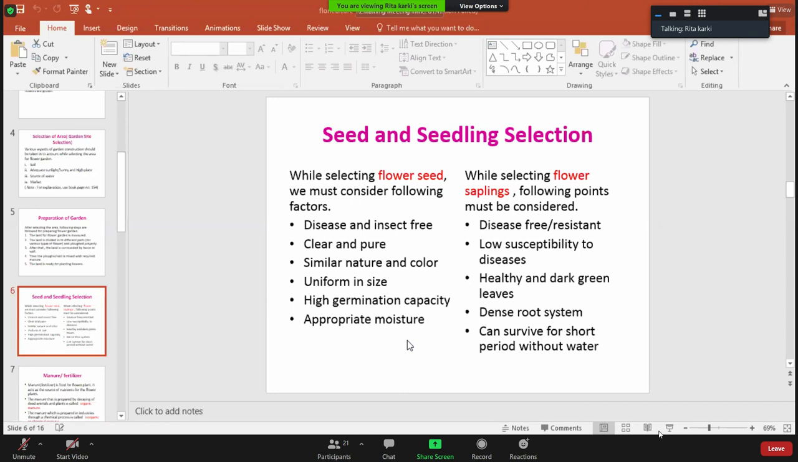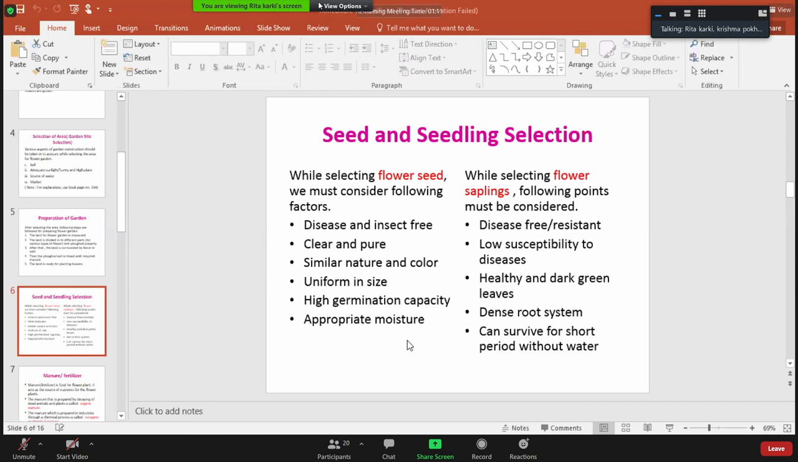Similarly, while selecting the seedling also, we should be careful. For selecting the seedling, similar things should be taken into consideration. That means it should be resistant to a larger number of diseases. If any type of disease is present, such seedlings should not be bought. It should have resistance to many diseases, low susceptibility to diseases, or it should be free from any type of diseases. The leaves of the plant should be dark green in color. It should be very, very healthy.